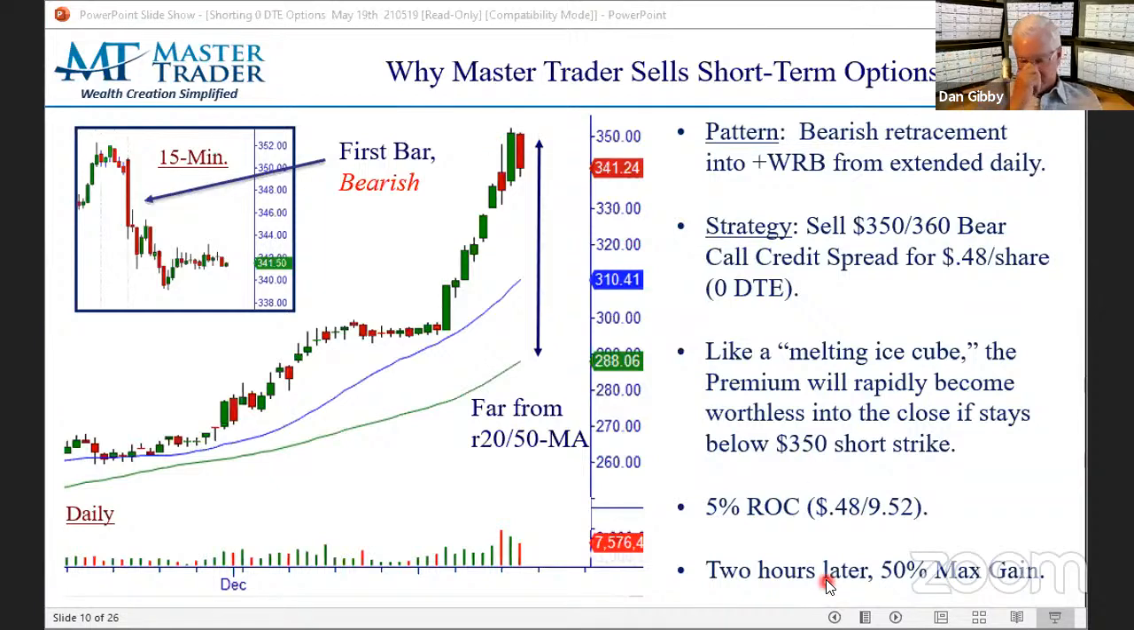Two hours later, from this time decay that we're talking about, we're already at 50% of max profit. So we might cover half, move stop to break even. And that's one management tactic.